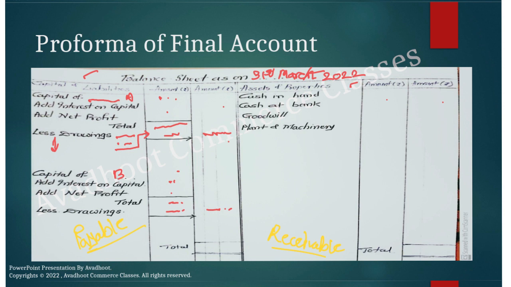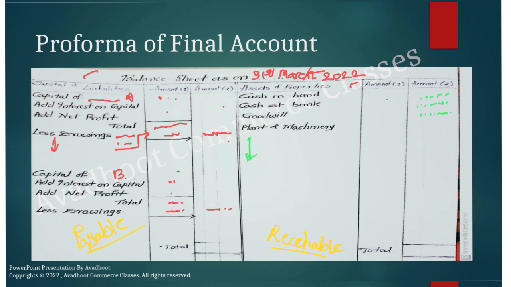Whatever you want to receive comes here to the receivable. Whatever your business possesses, owns, holds, everything is your asset. Therefore, cash in hand is your asset. Cash at bank is also your asset. Goodwill is an intangible asset. Then there are so many fixed assets: plant and machinery, furniture, land and building, all to be taken here.